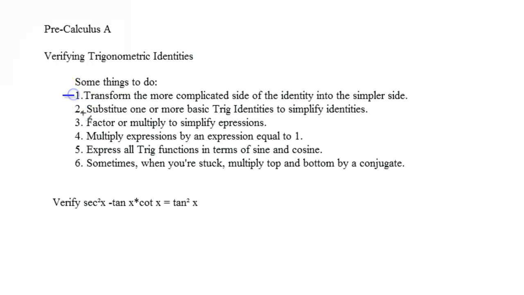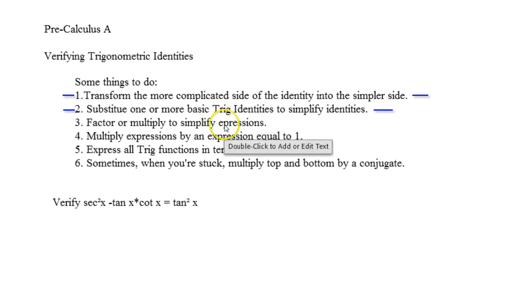Okay, so first one, transform the more complicated side of the identity into the simpler side. Very good helpful hint. It helps out most of the time. Okay, substitute one or more basic trig identities to simplify the expression. Very helpful because you're taking the basics and then applying them to what you know now. Okay, factor or multiply to simplify expressions.